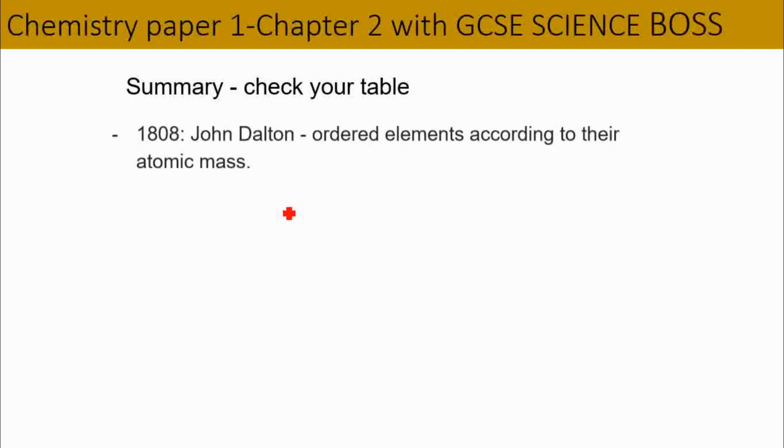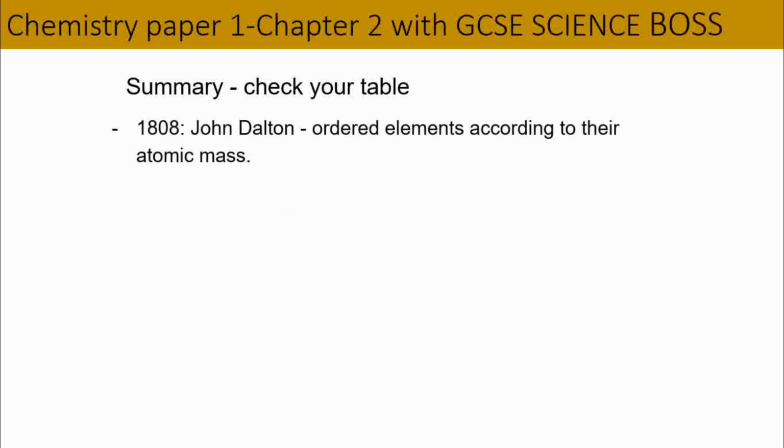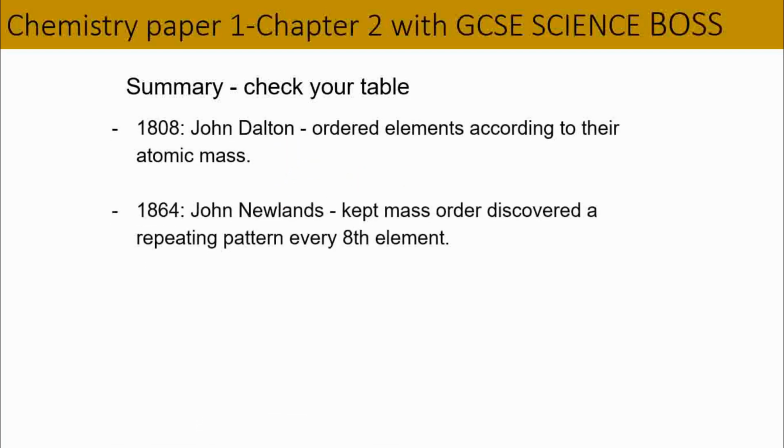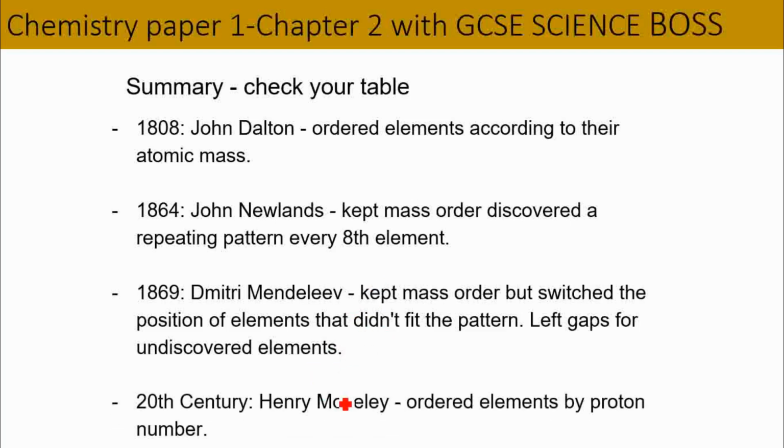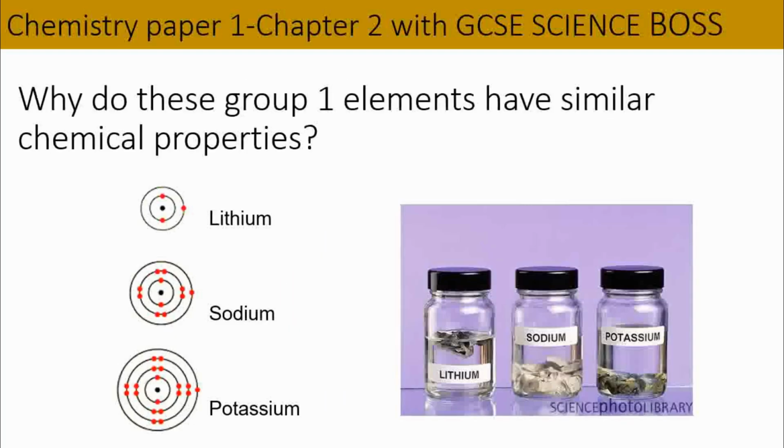Okay, so in terms of summary, John Dalton ordered the elements in terms of their atomic masses. Then John Newlands came about and he kept that order, but he discovered that the pattern was repeating itself every eighth element. However, Dmitri Mendeleev realized that even though there was a pattern, there were elements that were not yet discovered, and he left gaps for the undiscovered elements. And then Henry Moseley, now the modern periodic table was ordered by the proton number. Okay, so that's a summary of the history of the periodic table.